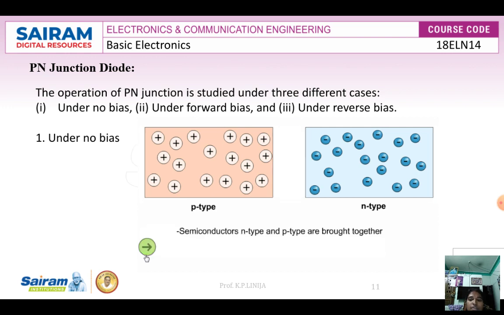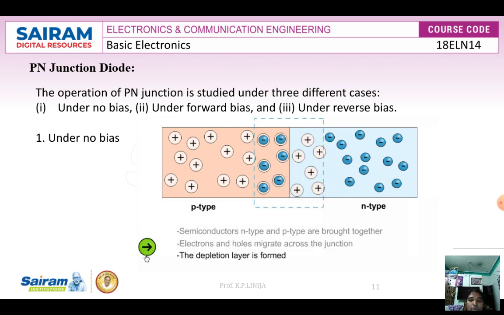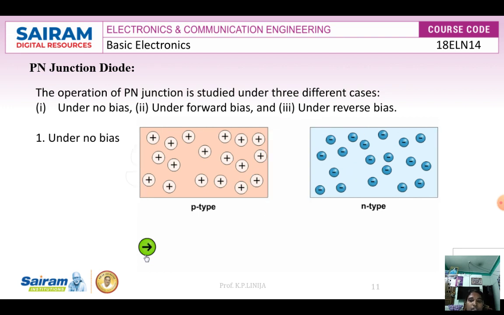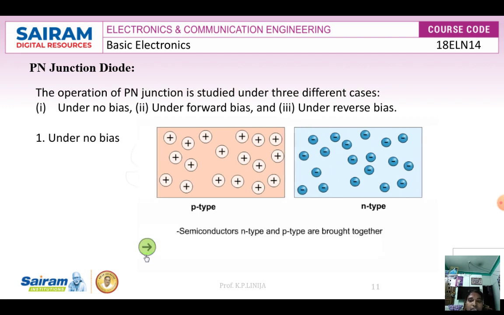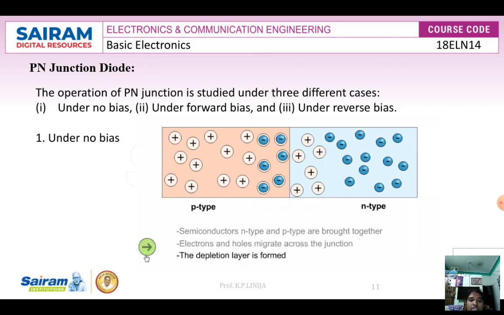First, we will see the no bias condition. Here the separate p-type semiconductor and n-type semiconductor are combined together, and the electrons and holes migrate across the junction, and the depletion layer is formed. The depletion layer is marked as a blue line. Once again, the two semiconductors are brought together, electrons and holes migrate across the junction, and the depletion layer is formed.